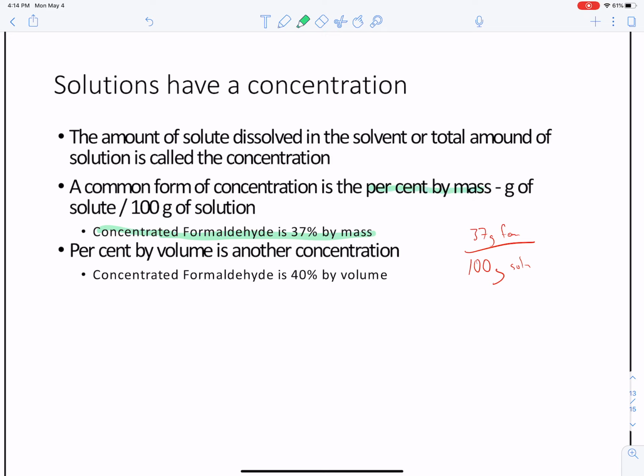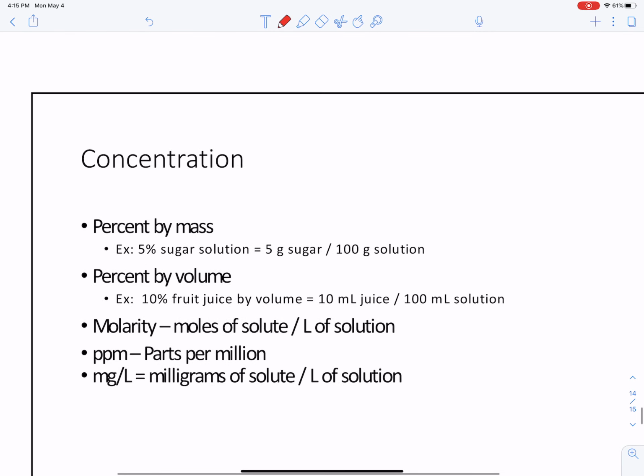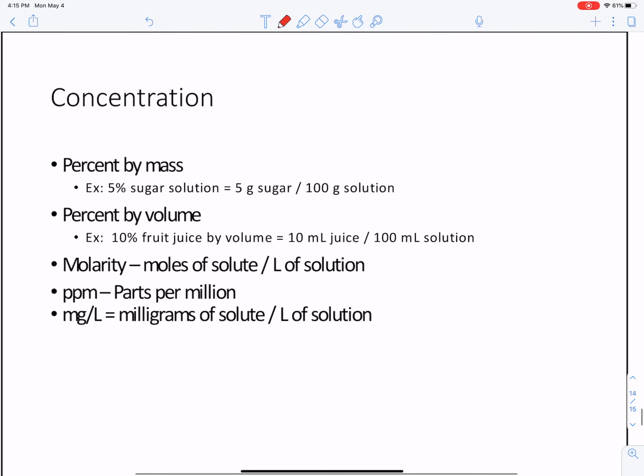You can also do percent by volume. Now, percent by volume is a little bit different. Percent by volume says that at 37 grams of formaldehyde in 100 grams of solution, we actually have 40% formaldehyde. So percent by mass does not equal percent by volume. As a result, we need to make sure that we understand what kind of concentration we're working with.